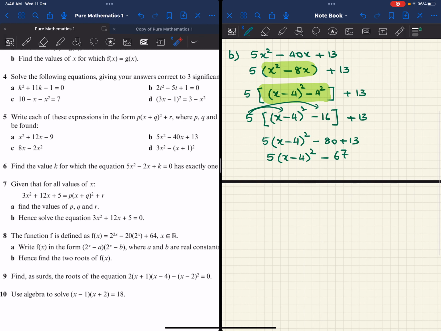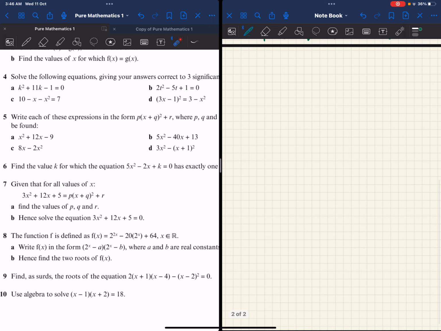And here the values of p, q, and r: p is 5, q is negative 4, and r is equal to negative 67.